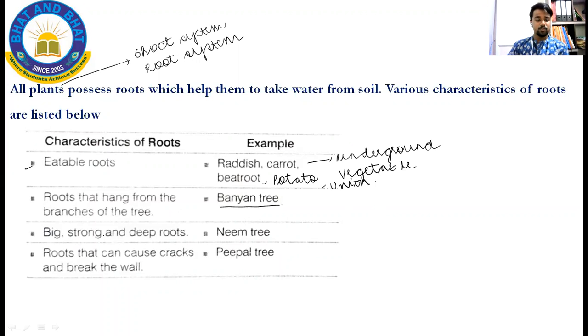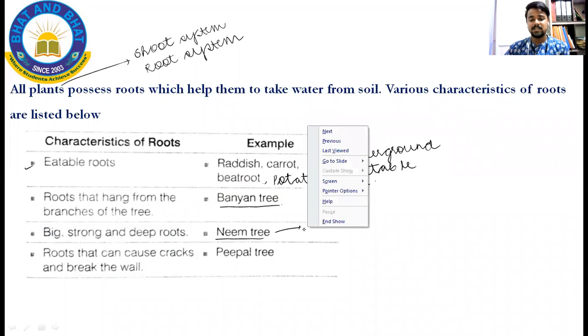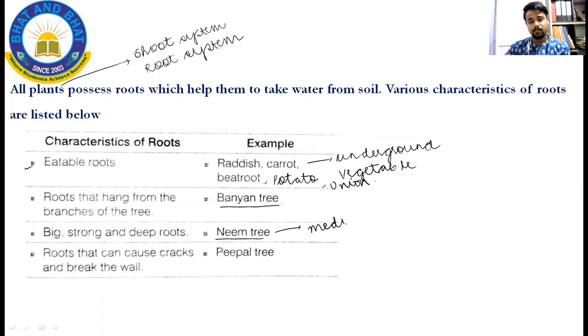Clear now? Big, strong and deep roots, that is the neem tree. This neem tree has so much medicinal importance. Roots that can crack and break the wall, it's a peepal tree. The peepal tree is a very big tree and it has so much strength that it can break the wall also. So these are the characteristics of root.